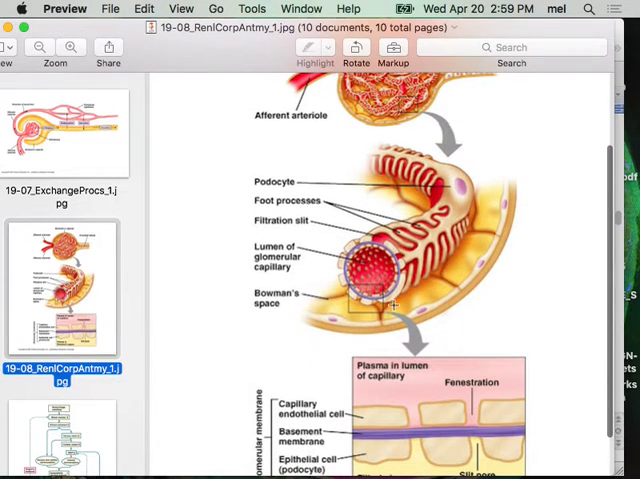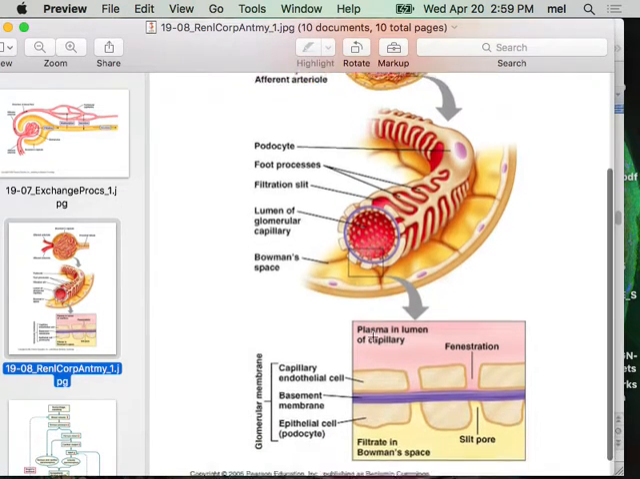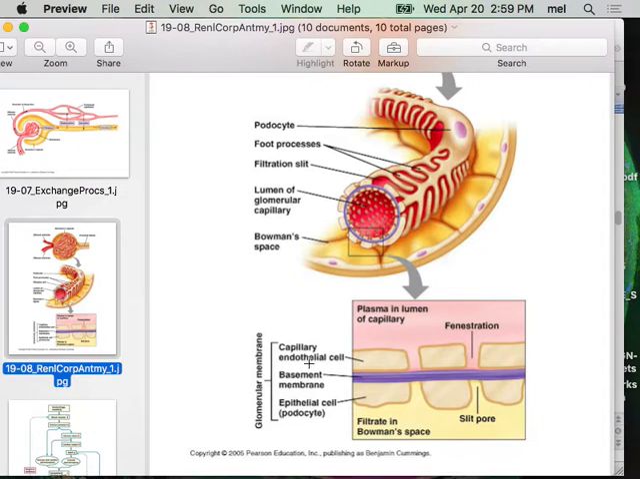So if you look at it more closely, you can see this inner layer is a really porous capillary, and the layer that's on the outside is Bowman's capsule. So the site of filtration is right here. If you blow that up, here is the lumen of the capillary. Here is the Bowman's capsule space. And there's not even any connective tissue in between them. It's just a basement membrane, okay? So this site is called either the glomerular membrane or the filtration membrane. And it's really effective at filtration.